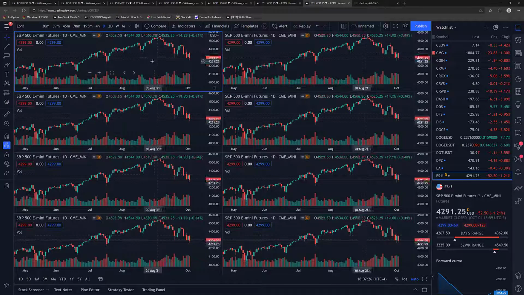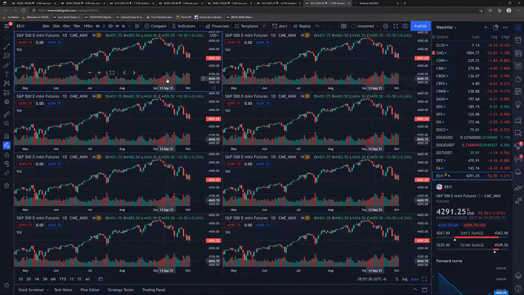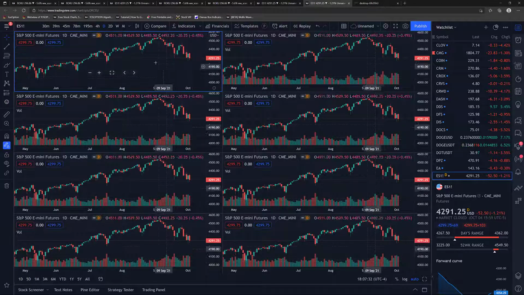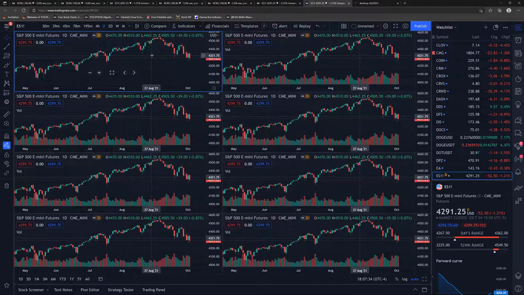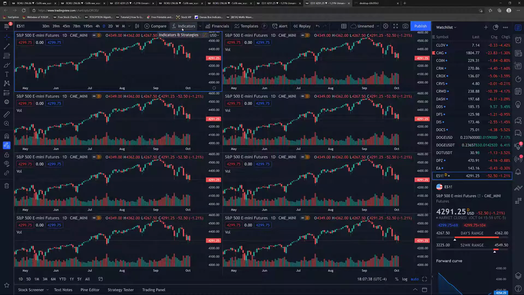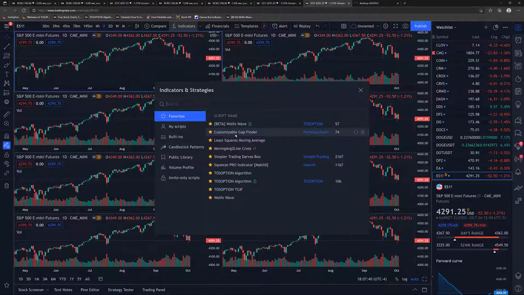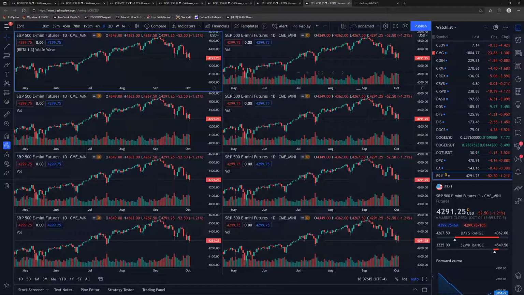So I have this one set, and what you want to do after that, I think it's probably easier if you create a template, but the template is pretty straightforward. What I want to do is just delete the volume. I don't need volume there because I'm looking for the setup. And then if you have a membership, you go here and add in the Wolfe Wave. The current Wolfe Wave version is 1.3.